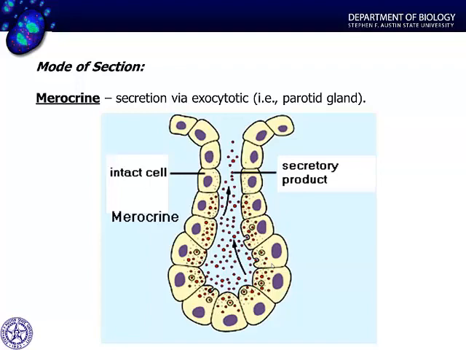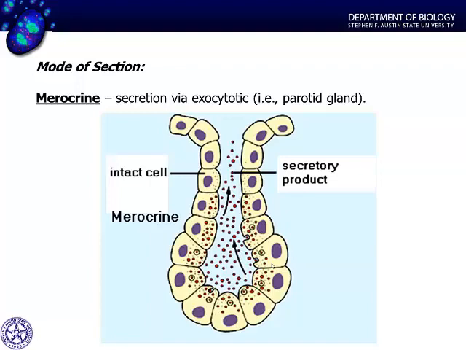Now, we've talked about the different secretory products. We've talked about the histology and the look of these glands. Now we can also classify glands based on their mode of secretion. How do the cells produce these materials?